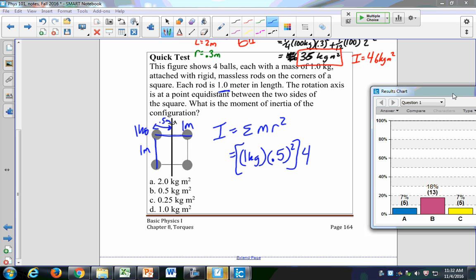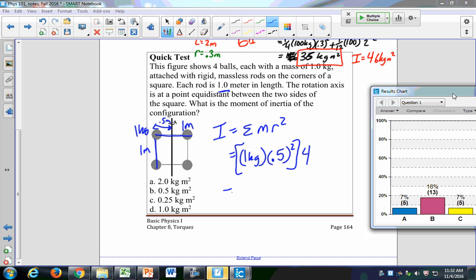As you look back through the old exams, you'll see variations of this. I can have different axes of rotation too, like an axis of rotation through there, or down through the middle, and you have different shapes as well. So I would look back at some of those. You'll certainly see a question like this on the test.